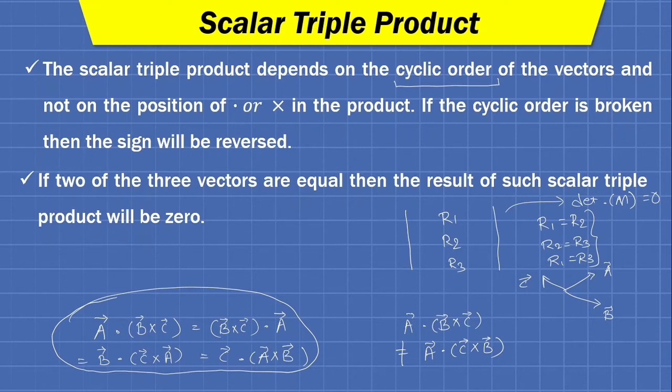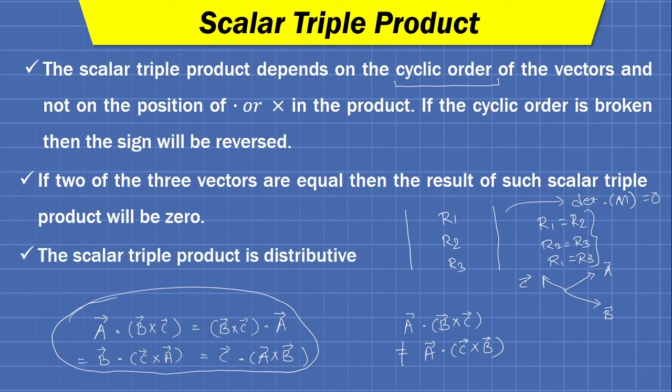Fine. Because here if two vectors are equal, then no parallelepiped is formed in the space. Only a parallelogram will be there, and the volume of a parallelogram is 0. Fine. So we can also understand this line by the physical meaning of scalar triple product.